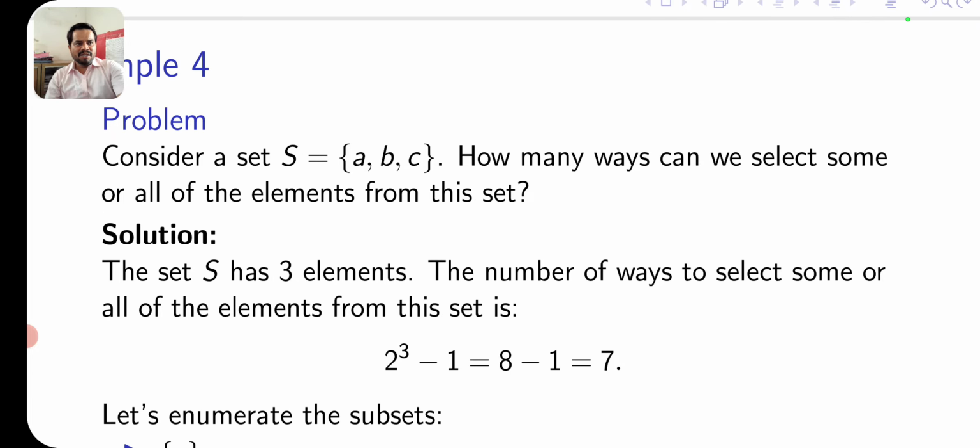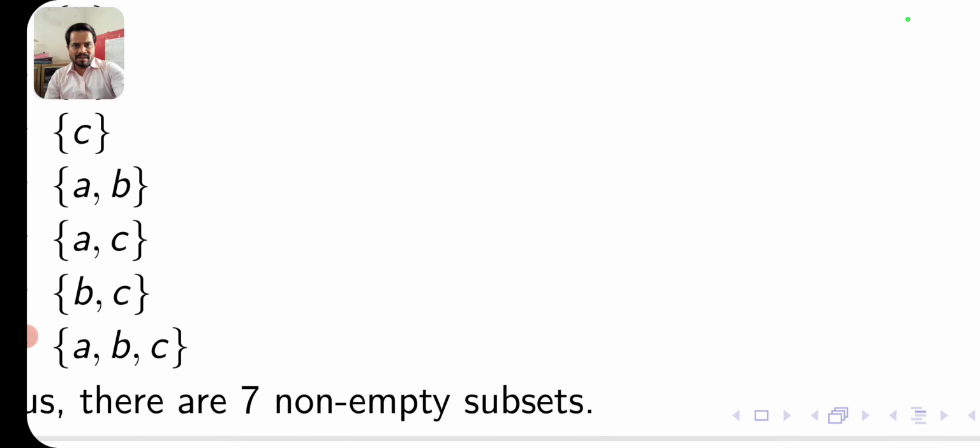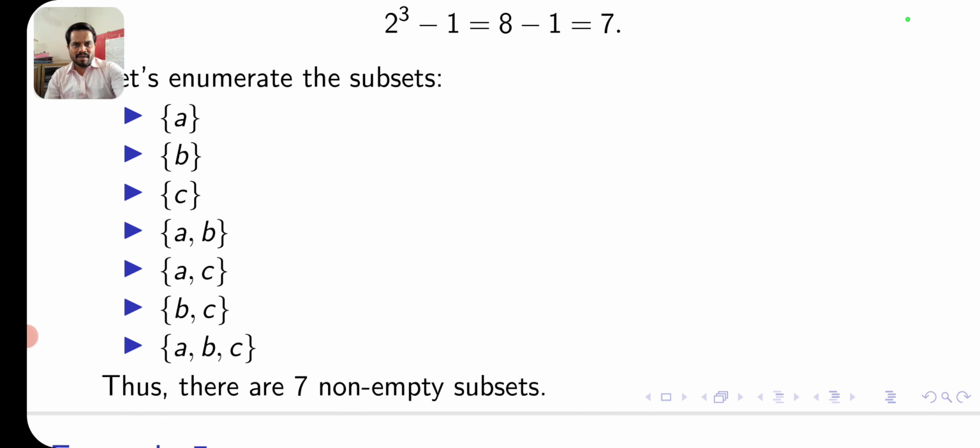It is 7. So what are those subsets? If you have to find these subsets, they are A, B, C, AB, AC, BC, ABC. These are the 7 non-empty subsets that we can create from the given set S, which contains the 3 elements A, B, C. Yes. So see here the next example.